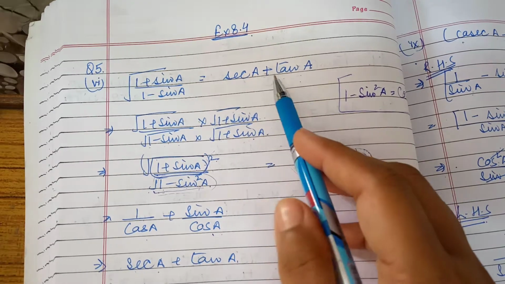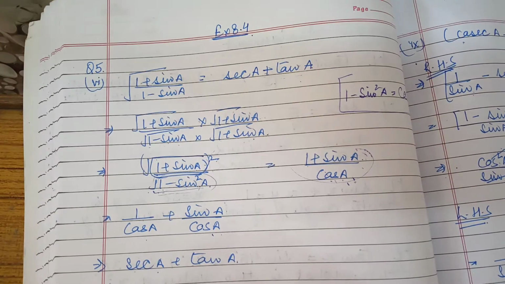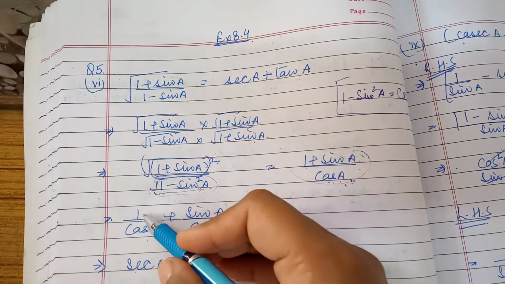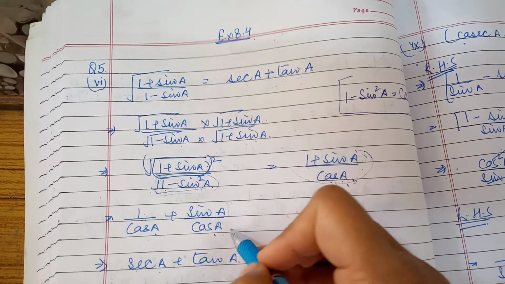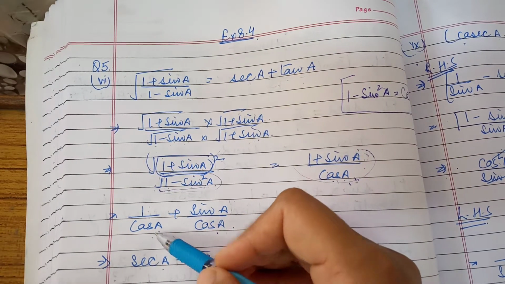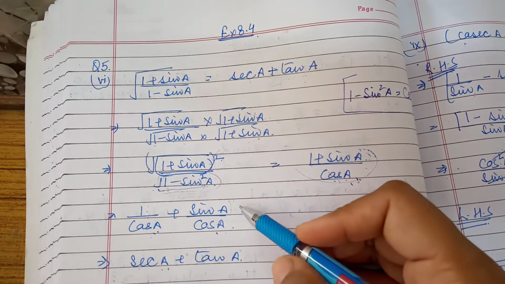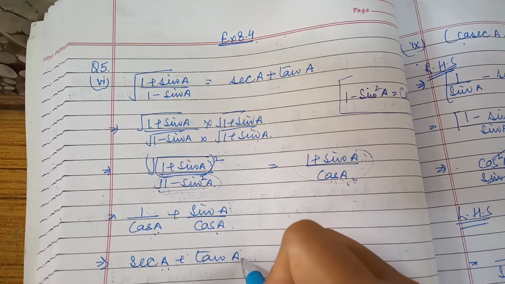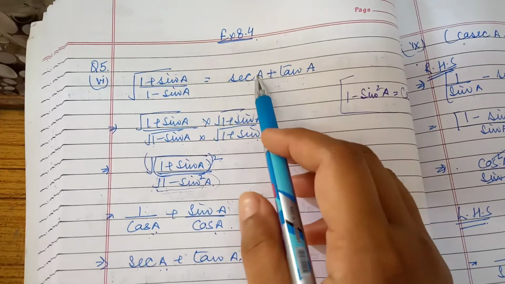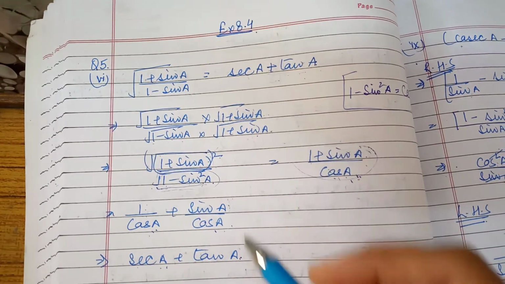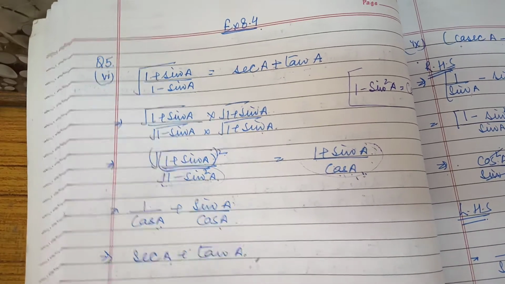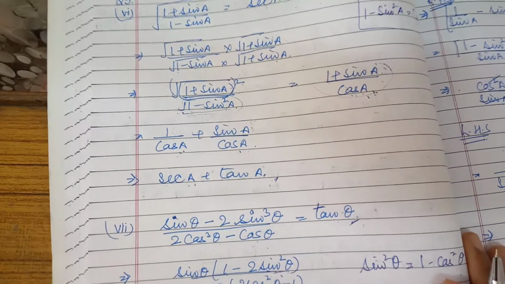But we require this other result. So how can we do that? Now let me simplify it. 1 upon cos A plus sin A upon cos A. We are just separating them. So 1 upon cos A we can write down as secant A, and sin A upon cos A is equal to, yes, tan A. So we get this result, secant A plus tan A. So in this way we have done the 6th part. That is very easy. Let me come to the 7th part.